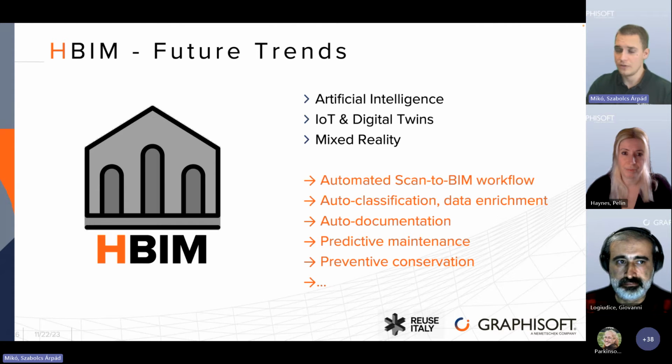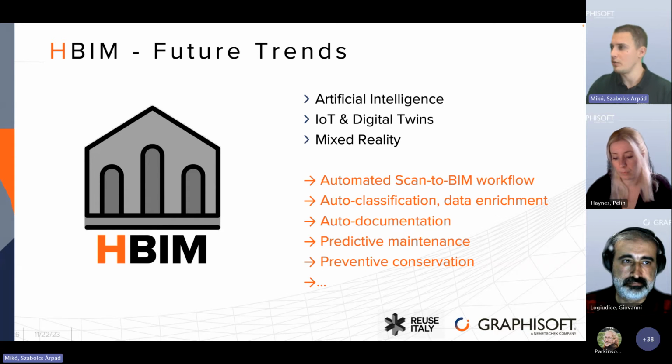Artificial intelligence takes part in, of course, anything nowadays, but also in HBIM workflows, it might be able to help hugely to create automated scan-to-BIM workflows, to auto-classify certain elements based on their geometrical data, to enrich the data that is included in the model, and to help us auto-document these buildings.